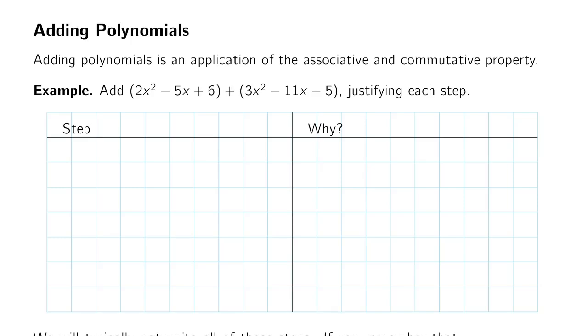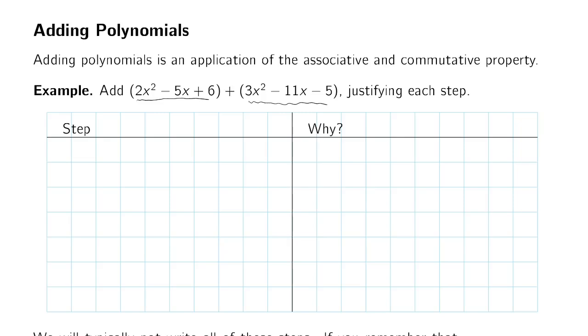So if we wish to add polynomials 2x squared minus 5x plus 6 and 3x squared minus 11x minus 5, we can apply the associative and commutative properties of addition and also the distributive property to combine like terms. And the result will be a single polynomial with only one term for each combination of variables, which is our goal. So how would we go about adding this if we really want to justify each step?